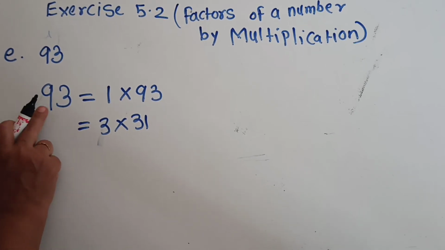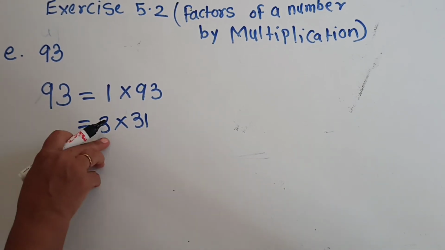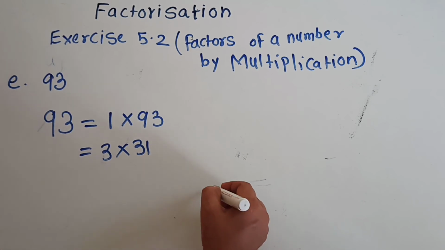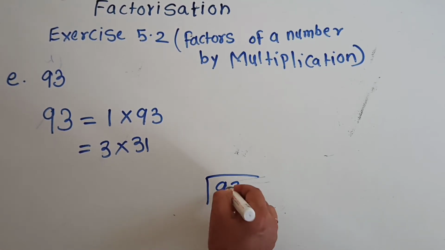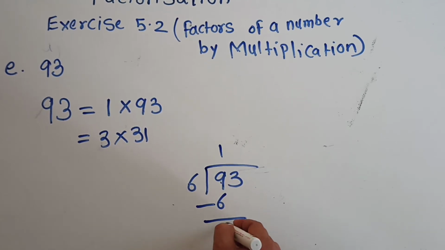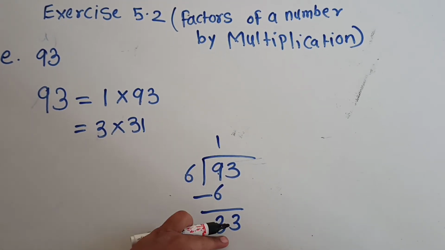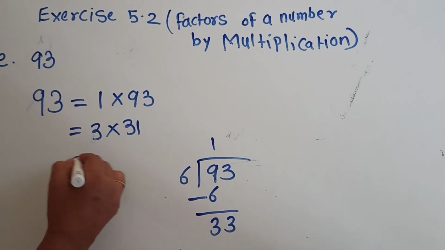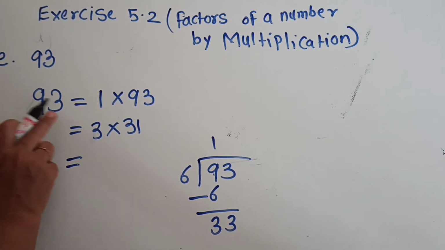Then 6, let's see. 6 is also not possible, but let's see. 93 divided by 6. 6 ones are 6. 9 minus 6, 3, 33. And there is no 33 in 6 table. So 6 is also not a factor of 93.